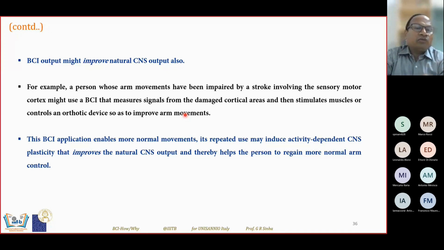I'm not aware of all your backgrounds very clearly, but some of you are from the hardware side also. So those who work on hardware and have an understanding of interfaces, protocols, implementation of software protocols and programming can definitely try working in these areas. BCI application enables more normal movements, may induce activity-dependent plasticity, improves the natural output and helps the person to regain more normal control.